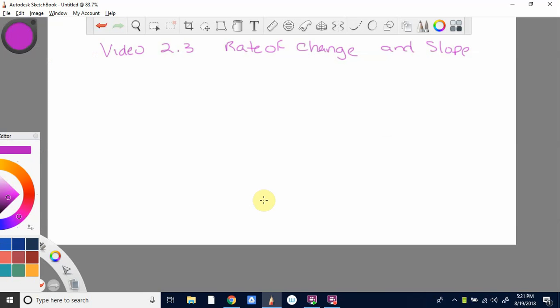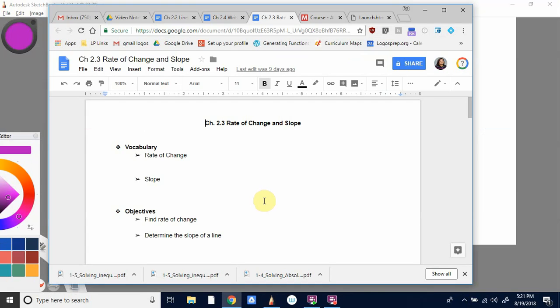Hi there, this is video 2.3, rate of change and slope. So let's look at the vocabulary. What vocabulary do we have here? We have two things, rate of change and slope, and our objectives are to find the rate of change and determine the slope of a line.